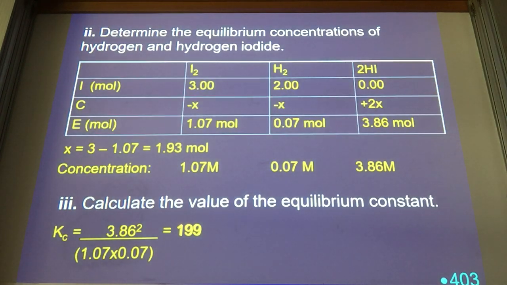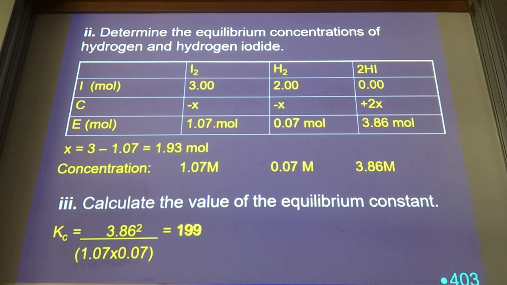So we do our ICE table, and initially 3, 2 and 0. Now what we're told is the amount of iodine present in equilibrium, and since there's 1 mole of iodine in the equation, that's going to be negative x. 1 mole of hydrogen in the equation, that's going to be negative x. 2 moles of HI is a product, so it's going to be positive, and it's going to be twice as much of it, plus 2x. So we work out what x equals.